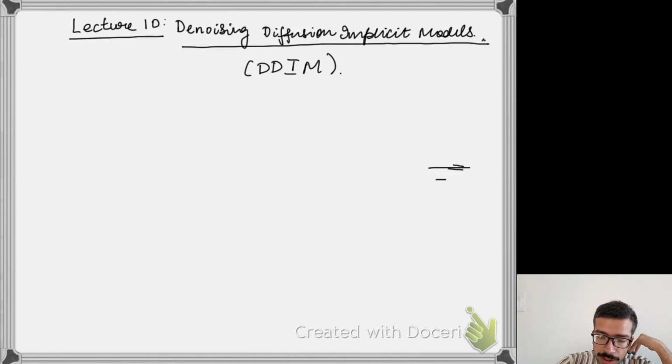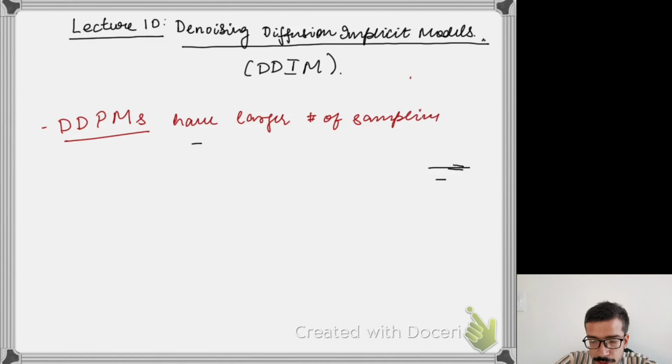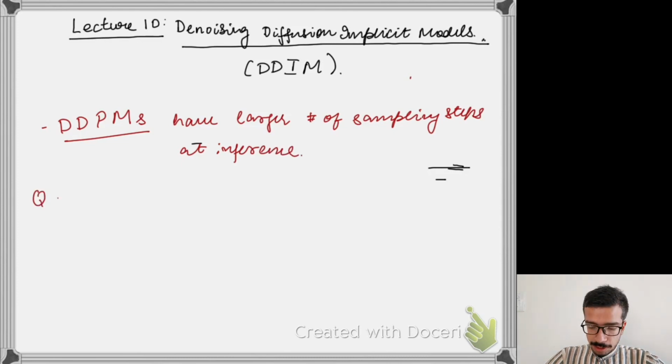And the motivation for this is that the DDPMs which we studied so far essentially require a large number of sampling steps. So even if we have trained the model, if we want to do efficient inferencing, then it becomes difficult with these models because these have a large number of sampling steps at inference time. So the question is, can we make this inference faster?